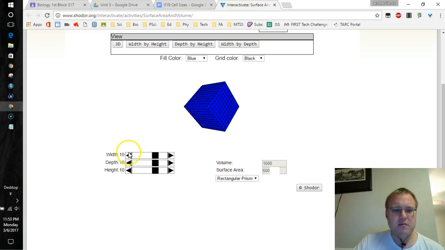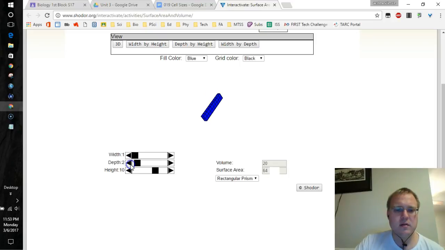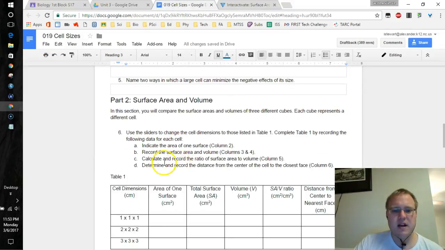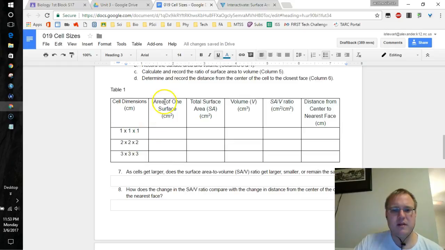So what you're going to do is move these around, and you want a 1 by 1 by 1 cell, and you've got a volume of 1 to a surface area of 6. You would set it up to the cell dimensions 1 by 1 by 1. Tell me the area of one surface, which would be 1 centimeter squared. Tell me the total area of surface, which is 6, because there are 6 sides on a cube. The volume was 1 cubic centimeter, and the surface area to volume ratio would be 6 to 1, or 6 over 1.